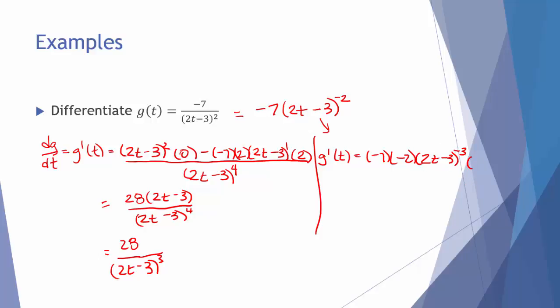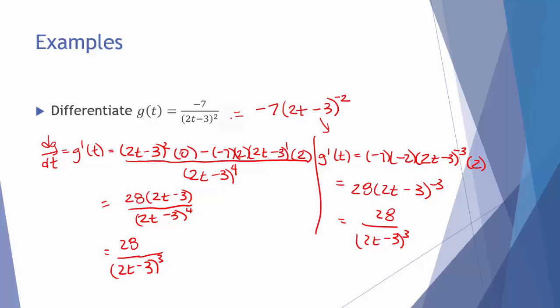And the derivative of 2t minus 3 is 2. So in other words, there's the negative times the negative for positive. That is 7 times 2 times 2 for 28 times 2t minus 3 to the negative 3, which means you get 28 over 2t minus 3 cubed. Same thing either way. And now that you have chain rule, you're going to be able to avoid quotient rule a lot more often than you would have been able to without it.